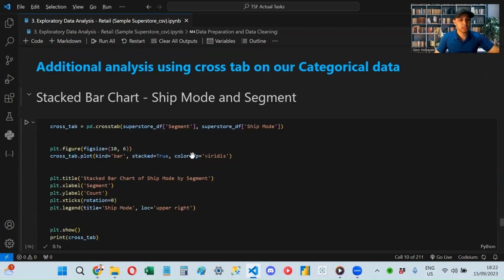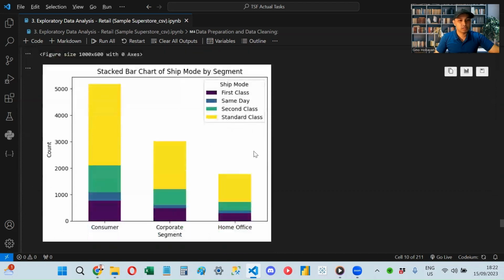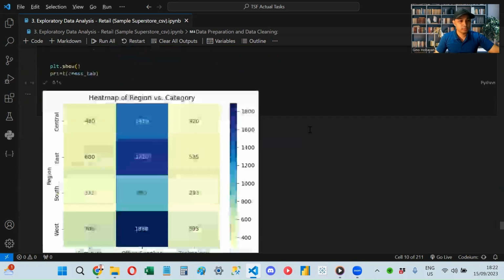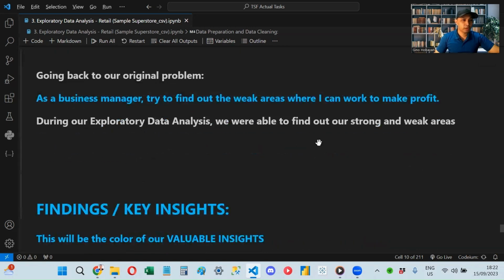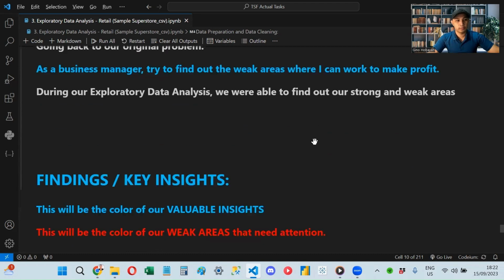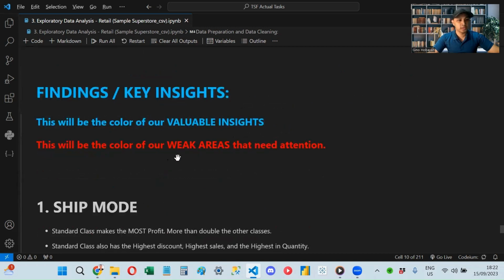So an additional insights, again, using crosstab, I just added this for additional insights, top bar chart of ship mode by segment, the heat map of region versus category. All right, so going back to our original problem, as a business manager, try to find out the weak areas where we can work to make profit. So for the findings and key insights, I will be highlighting our weak areas.